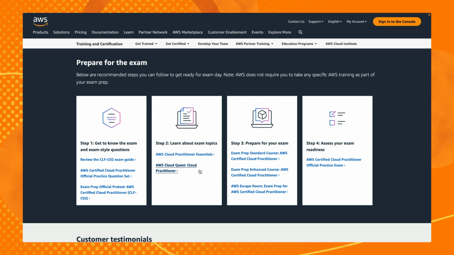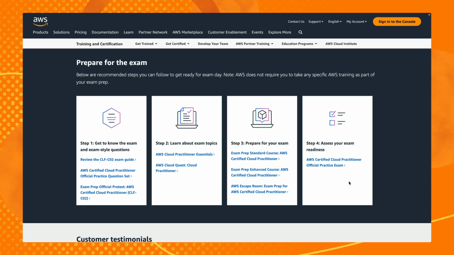Step two is to learn about the exam topics. We have a great platform at Pluralsight where you can learn, obviously, about every single exam topic. We also can help you prepare for your exam, which is step three. We have our own quiz questions and practice exams. We also have hands-on labs, so you can get hands-on experience with AWS. And you don't have to worry about signing up and creating your own AWS account, which can be costly if you forget to turn resources off. We handle all of that for you.